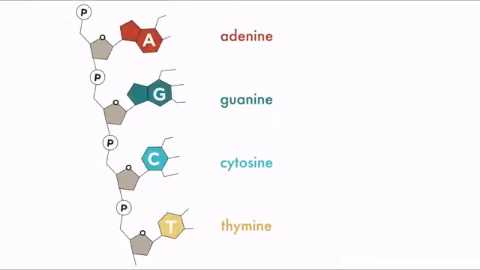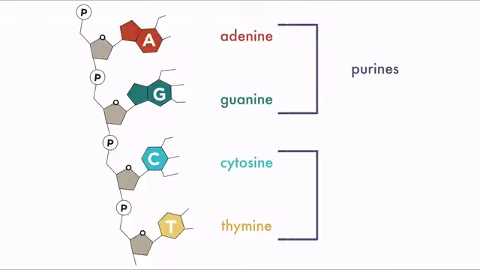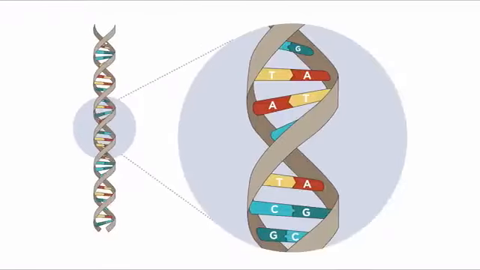2 of the bases are purines, which have a 2-ring structure, and 2 bases are pyrimidines, which have a 1-ring structure. Adenine and guanine are purines. Cytosine and thymine are pyrimidines. I remember the pyrimidines are the bases with a Y in their name, just like pyrimidine has a Y in its name. A purine always pairs with a pyrimidine, and the slanted shape of the DNA molecule causes it to form a spiral or helix. Because DNA is double-stranded, we use the phrase double helix to describe its structure.